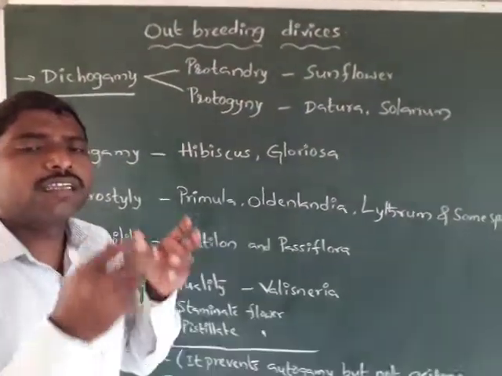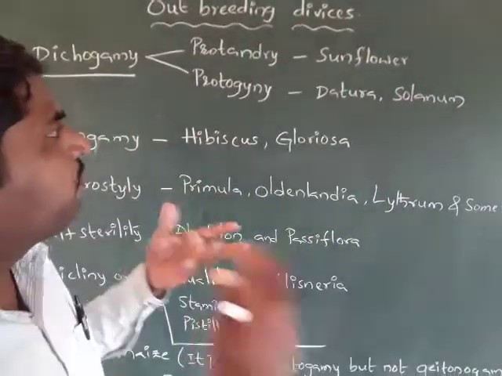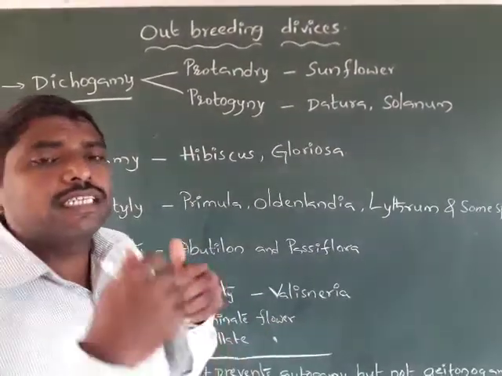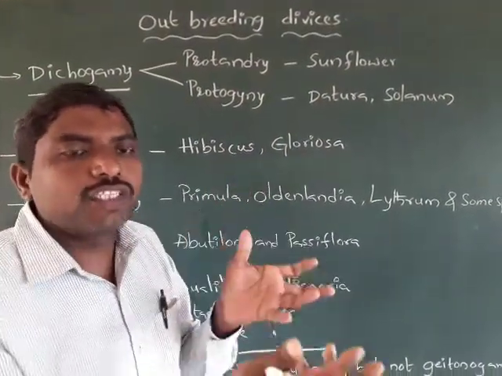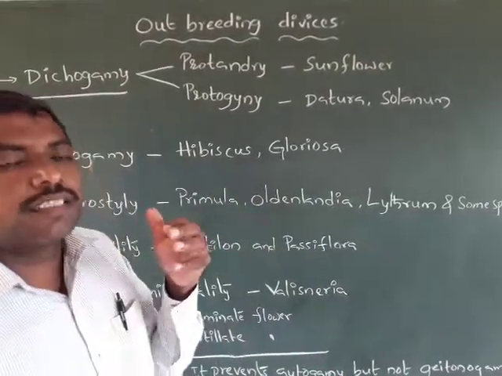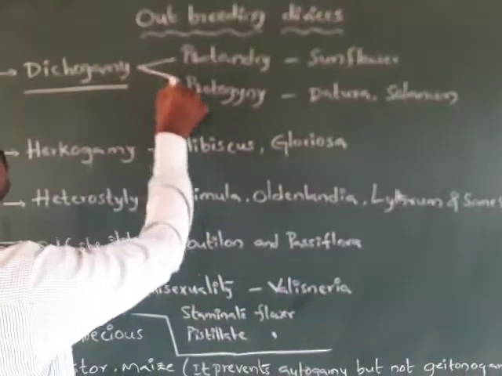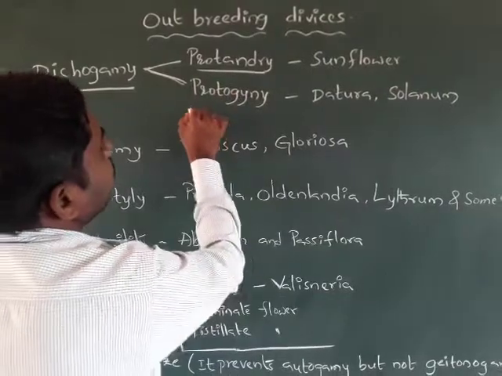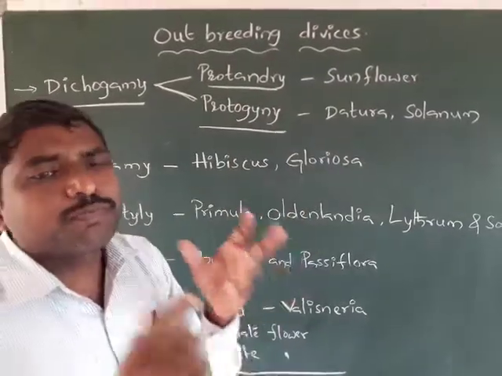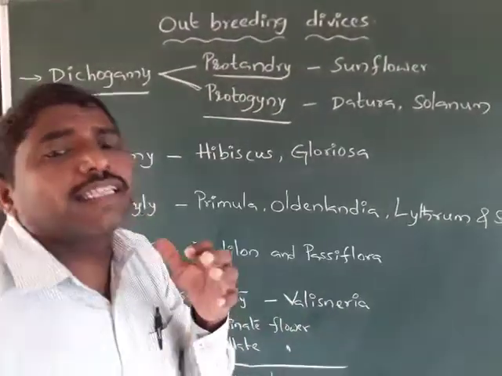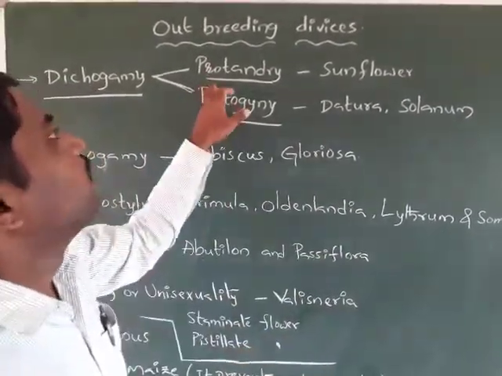Here the androecium and gynoecium of the bisexual flowers have different maturity timing, which means they mature at different times. That is called dichogamy. It may be of two types: protandry and protogyny. In protandry, the androecium matures earlier than the gynoecium. That is called protandry.